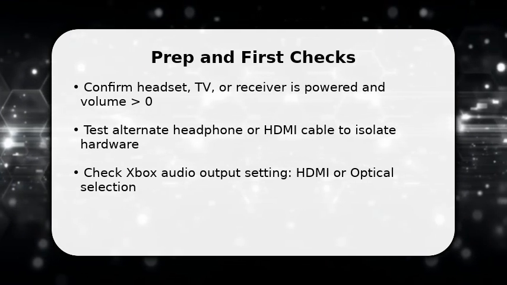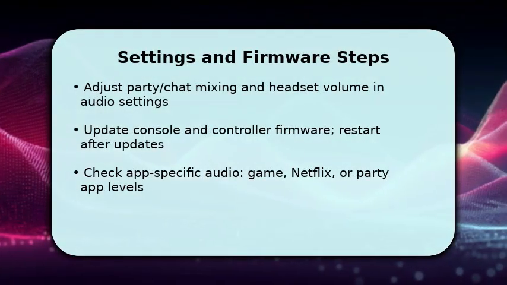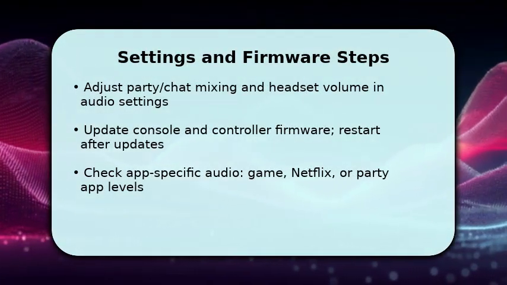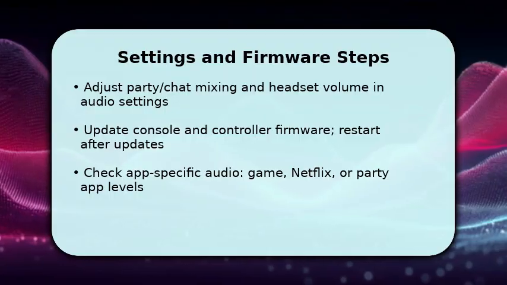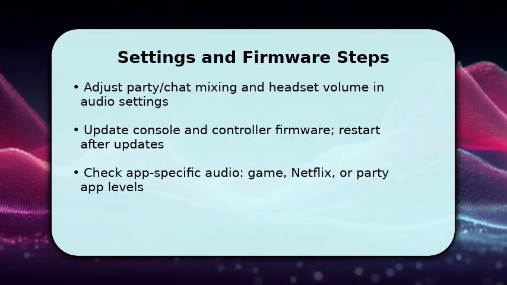You now adjust detailed settings. Open audio options and set party chat mixing, headset chat mixer, and headset volume until balance is right. Make sure to check game/app-specific volume sliders because apps can override system levels.